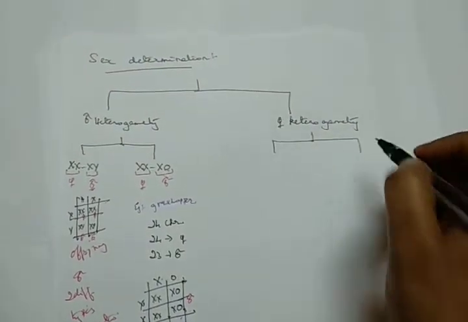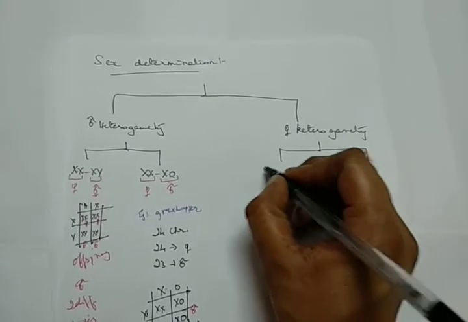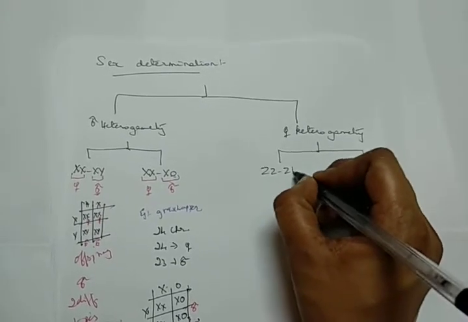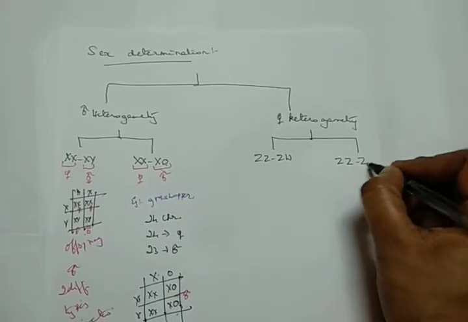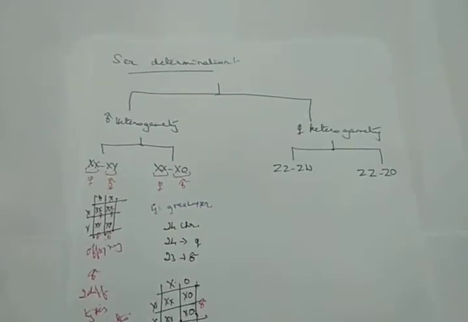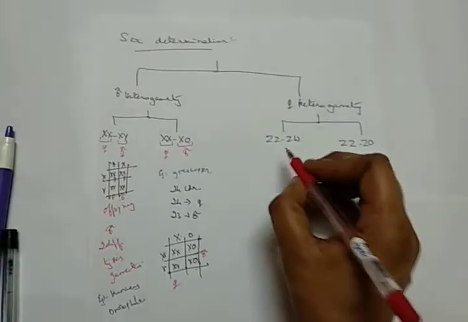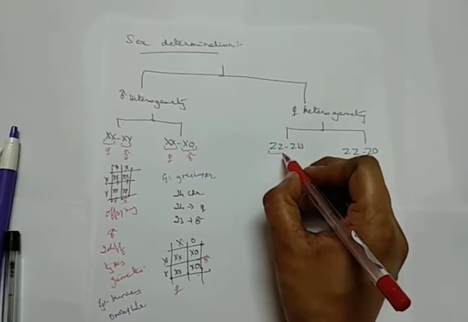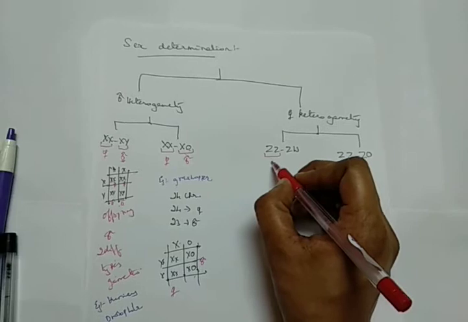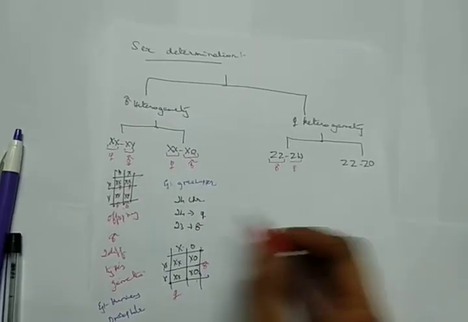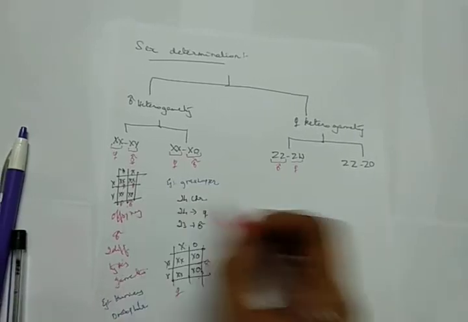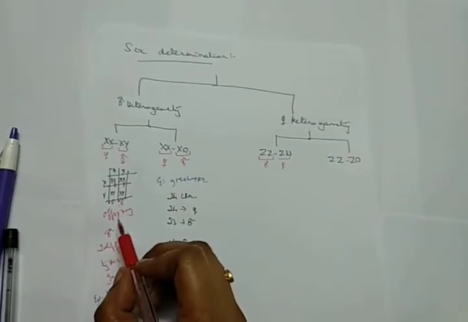again it is going to have two types. One is called ZW type. The other one is called ZZ and Z0 type. So here the females are the ones which are going to have the heterogamety. So this will be with your male and this will be with your female. The same way you can consider when you cross it, the offspring.